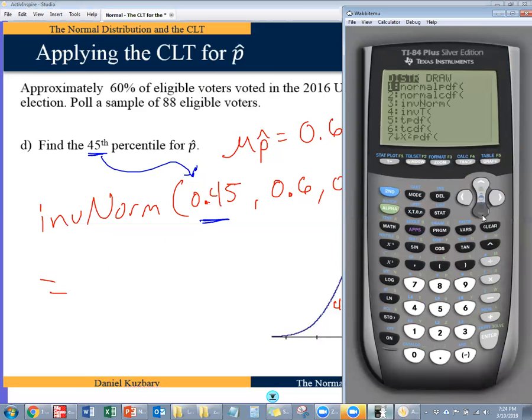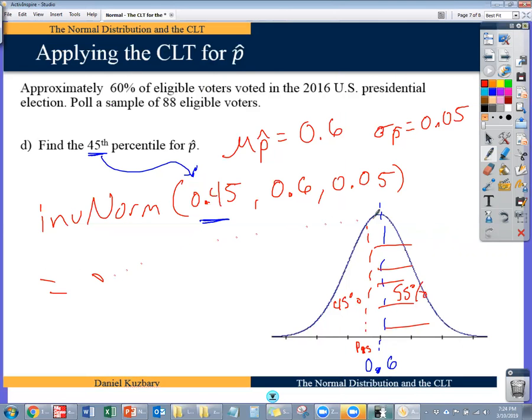Let's do inverse norm. Area to the left is 0.45. Mean is 0.6. Standard deviation is 0.05. And you get 0.59. I'm going to go ahead and write 4 decimals here: 0.5937. In other words, it's almost 0.6.